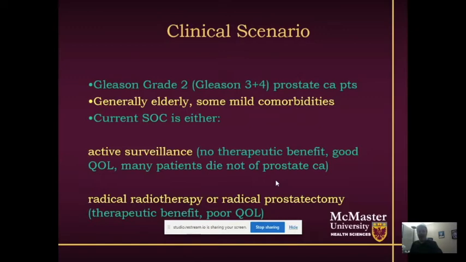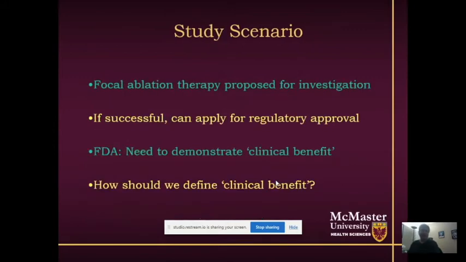It's kind of on the opposite end. So while there's definitely an improvement in terms of the prostate cancer and the efficacy related to the prostate cancer, it affects the other avenues of the patient in terms of their quality of life. So there's these two options that we presently have. Now, in this particular scenario, there's a new treatment called focal ablation therapy, which has been proposed for investigation.